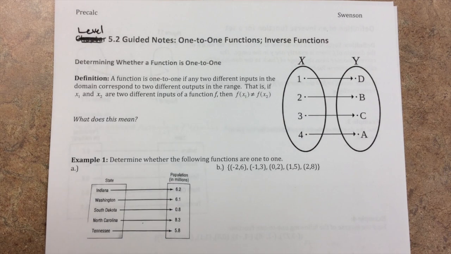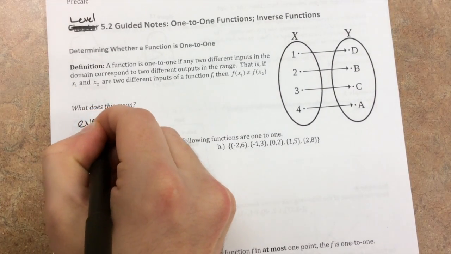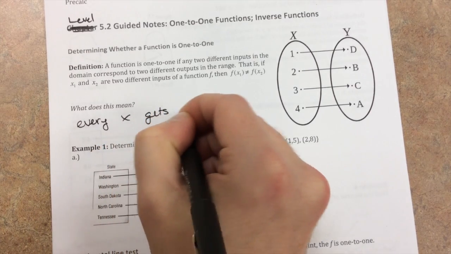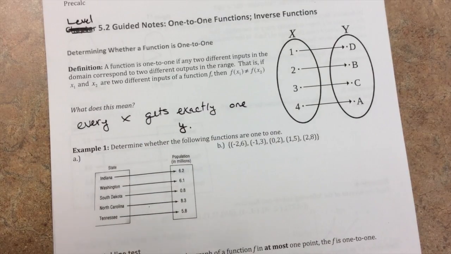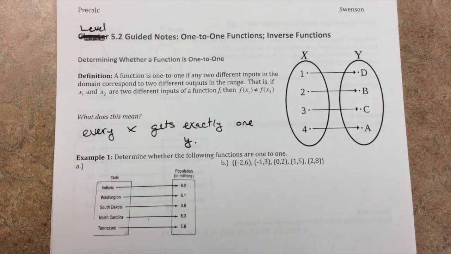So by definition, a function is one-to-one if any two different inputs in the domain correspond to two different outputs in the range. That is, if x1 and x2 are two different inputs, then they go to two different outputs. So we don't have, say, if I plug in 2, I get 4, and if I plug in -2, I also get 4. The one that I just described is not one-to-one. So every x gets exactly 1 y. That's usually what we mean when we describe something being one-to-one.